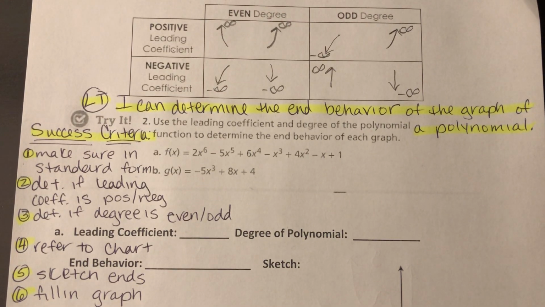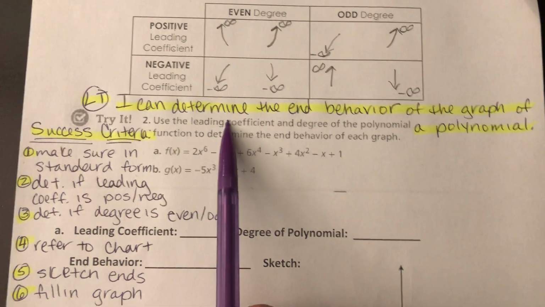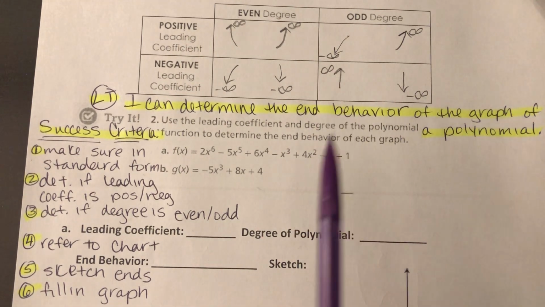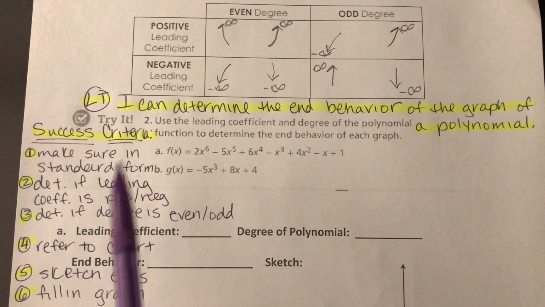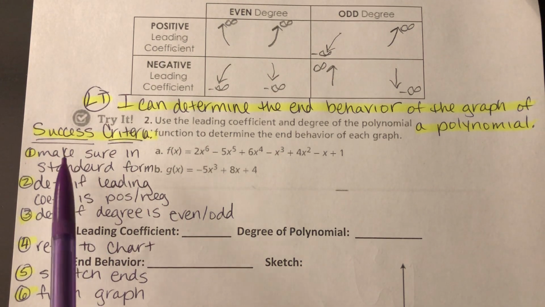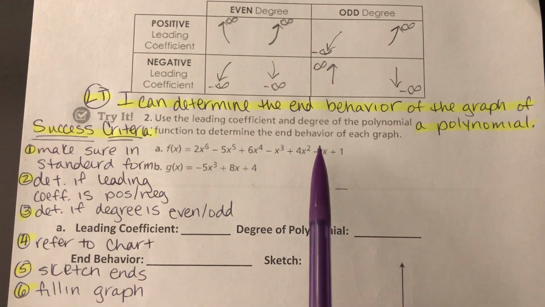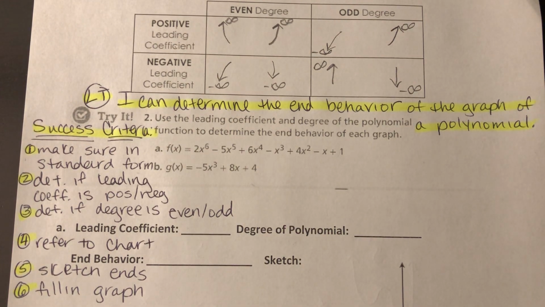Okay, we're going to keep that chart handy. And now we're going to jump into our next learning target. I can determine the end behavior of the graph of a polynomial. So we're going to use this chart to guide us here. So here are our steps. First of all, you always want to make sure that it's in standard form. Rearrange it if you have to make sure that it's in standard form.